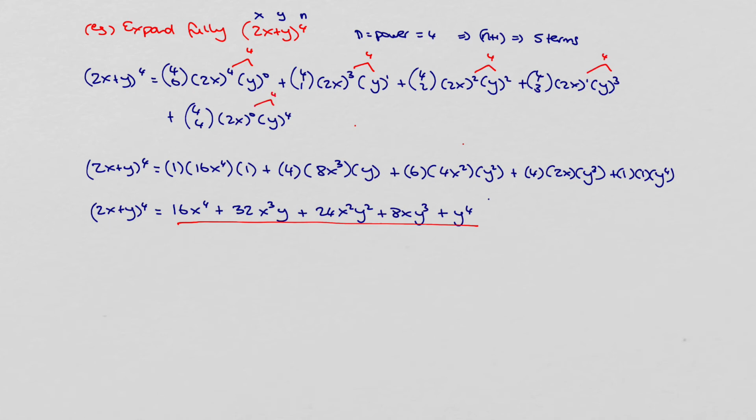So what happens then if we have a negative term in there? Right? So we have to be careful always with our negatives. So again, if we're asked to expand fully (2a - b)^5 this time. So that's x in our expansion, y in our expansion, and n is 5. So if n is 5, we know there are going to be 6 terms. So again, n plus 1.